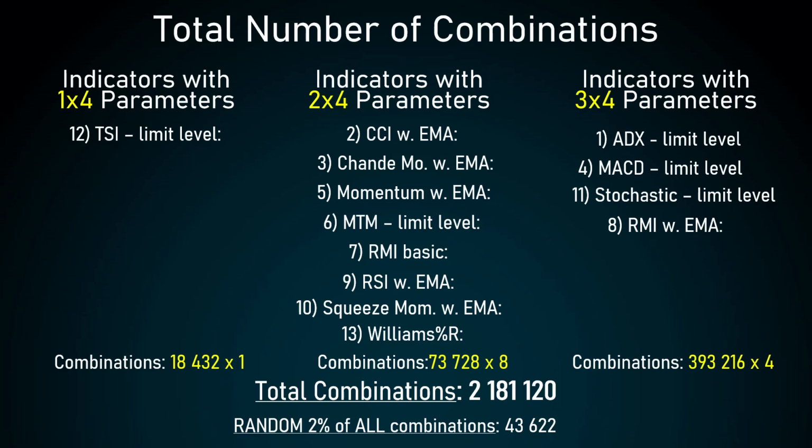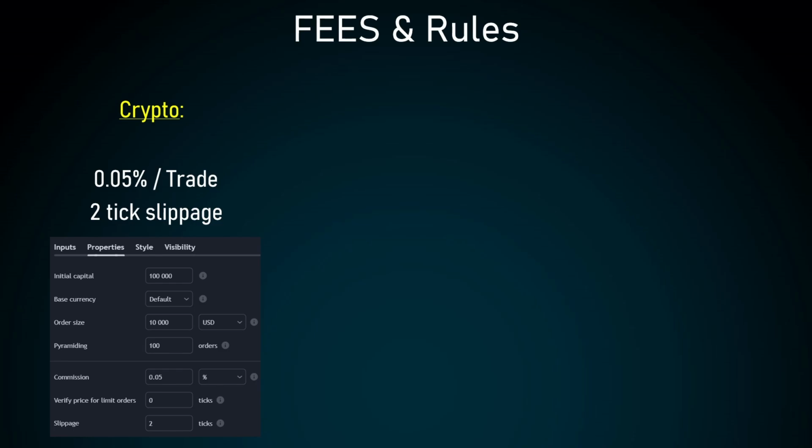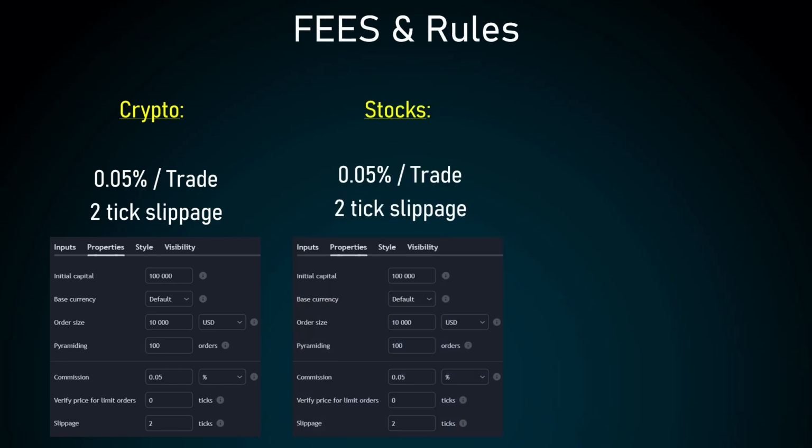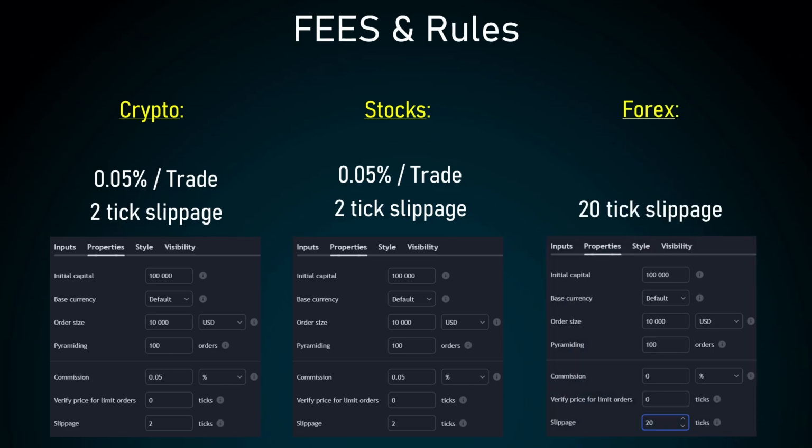We only have the fees, the sorting system and the ranking system to cover. Let's see the fees and other rules next. For crypto, I used 0.05% fee per trade and 2 tick slippage. For stocks, I used the same, and for Forex, I used 20 tick slippage as fee.